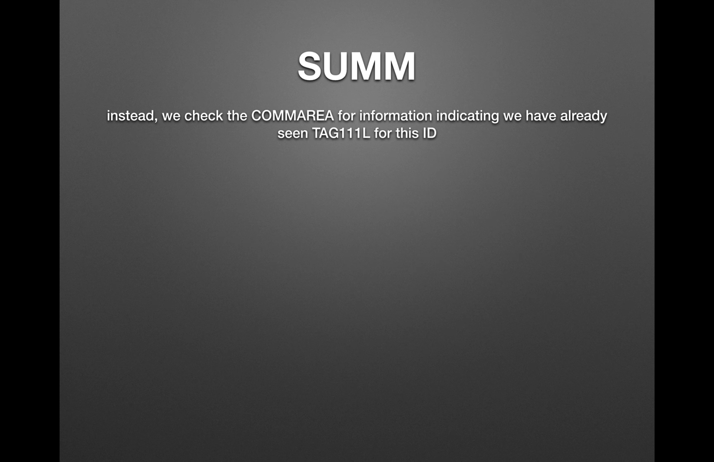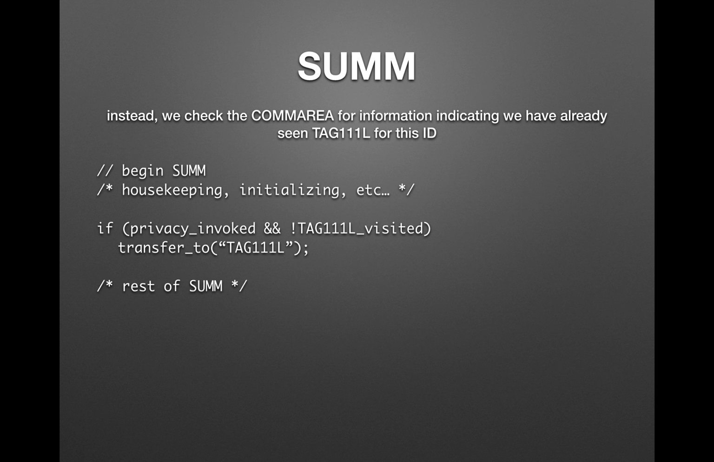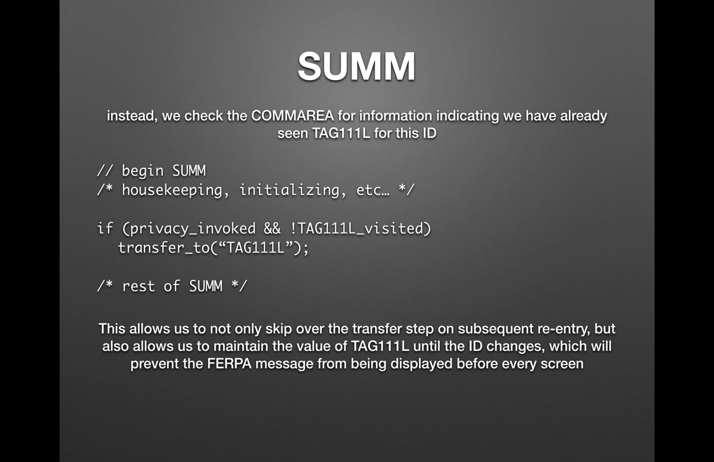Instead, we can check the COM area for the following information that indicates we have already seen tag 111L for this ID. For example, if privacy is invoked and tag 111L has not been visited, transfer to tag 111L. This allows us not only to skip over the transfer step on subsequent re-entry, but also allows us to maintain the value of tag 111L until the ID changes, which will prevent the FERPA message from being displayed before every screen.